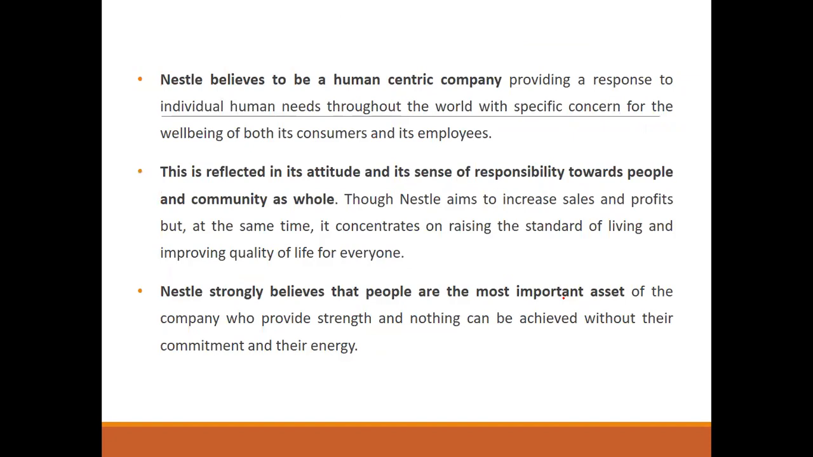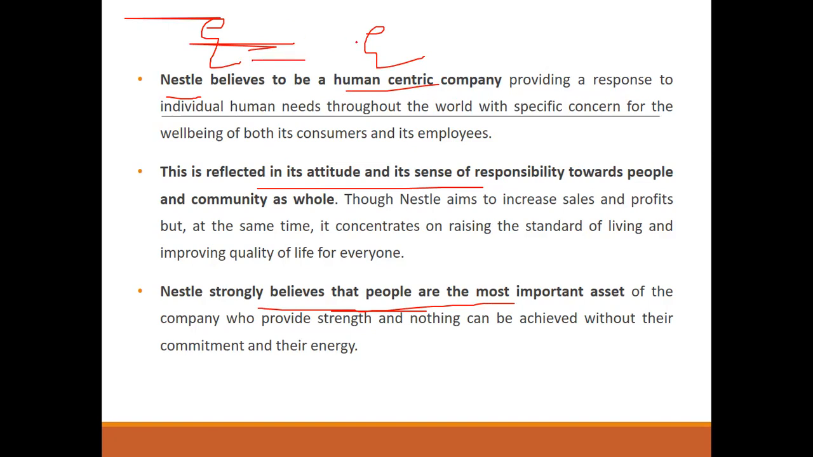Now, I have given some examples also to support this. I've taken the example of Nestle. Nestle is a human-centric company. It is reflected in its attitude and responsibility towards the community and the people. It believes that people are the most important assets. If you see, here people refers to employees. So human-centric company means employees play an important role. They have the right attitude towards their people, that is employees, and hence they believe that employees are the important assets. So if employees are in place, if you're taking care of them, automatically business is on the right track.